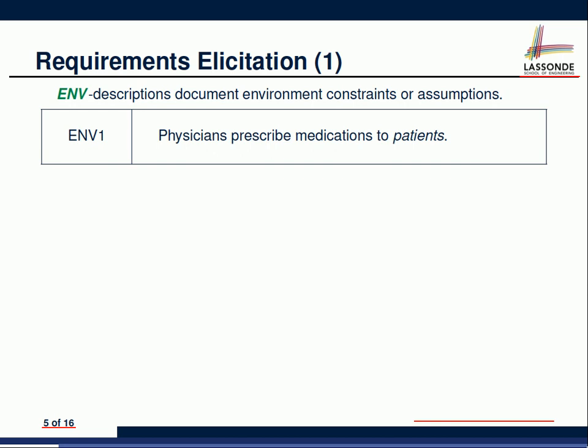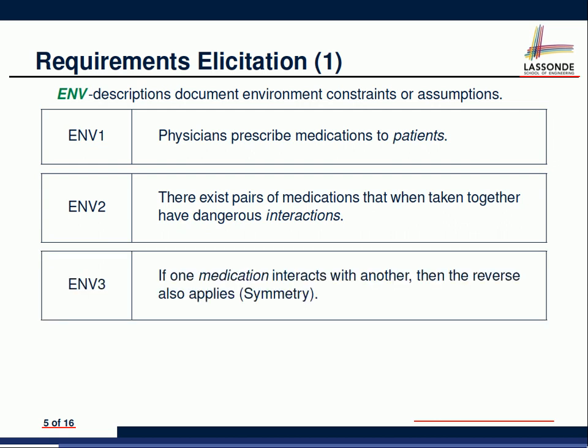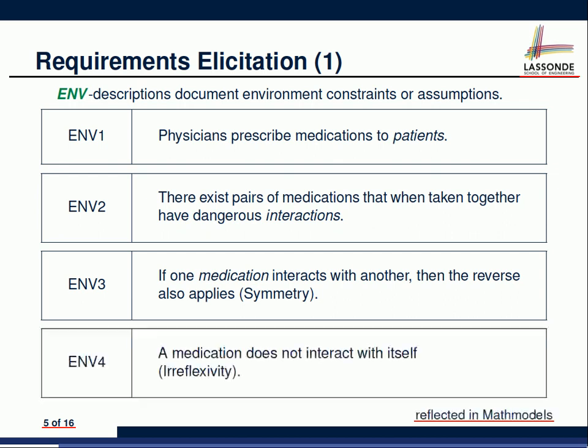So now, constraint number 1, physicians prescribe medications to patients. Number 2, there might be dangerous interactions. Number 3, it's symmetric. If warfarin is dangerous with aspirin, then vice versa must be true as well. Number 4, a medication does not interact with itself. Aspirin is not dangerous with aspirin itself. Okay, so these are the 4 properties we have.